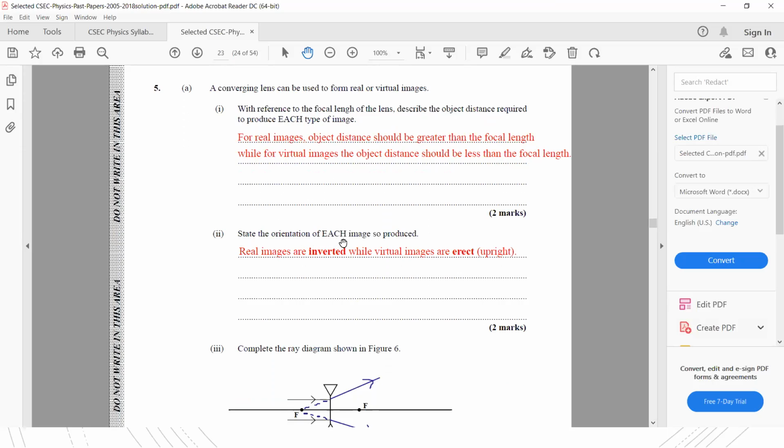State the orientation of each image. Real images are inverted, while virtual images are erect or upright. You have to remember this. Once it's inverted, it's a real image. And once it's erect, it's a virtual image.